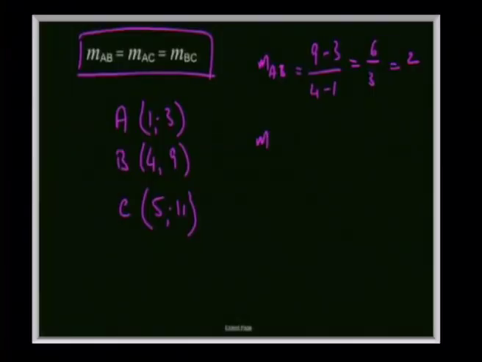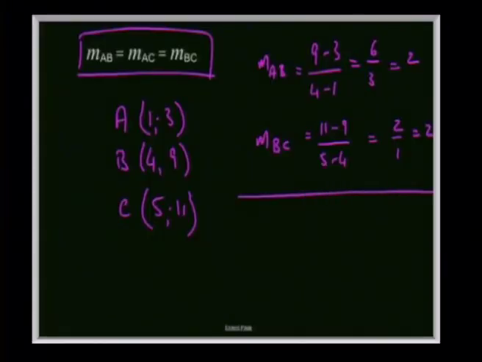Let's have a look at the slope of BC. Well, the slope of BC will be (11 minus 9) over (5 minus 4), which gives us 2 over 1, which is 2. That means, taking our example over here again, from A to B we have a slope of 2, and from B to C we have a slope of 2. They must lie on the same straight line. Easy method. Here's a different method.